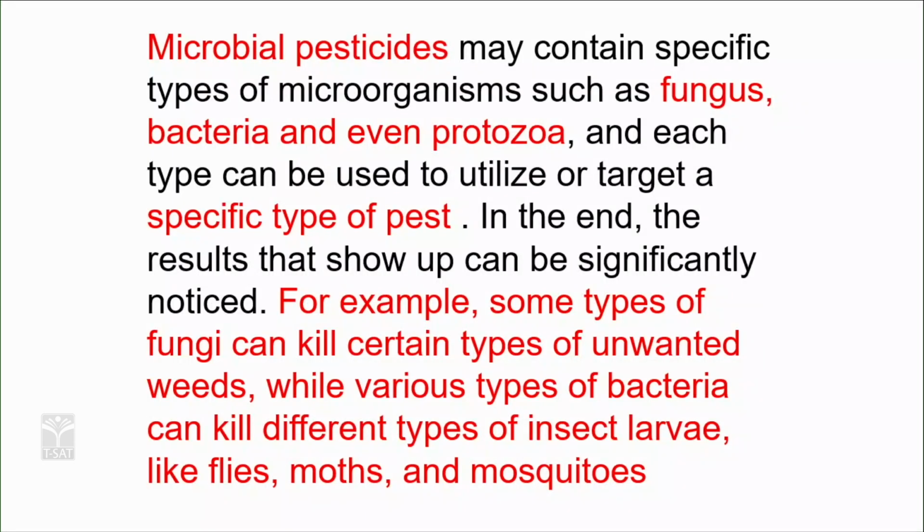And each type can be used to target a specific type of pest. In the end, the result can be significantly noticed. For example, some types of fungi can kill certain types of unwanted weeds, while various types of bacteria can kill different types of insect larvae like flies, moths and mosquitoes. So, different types of biopesticides are used against different types of pests.